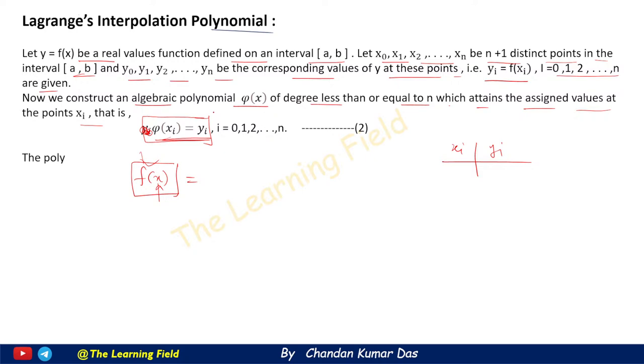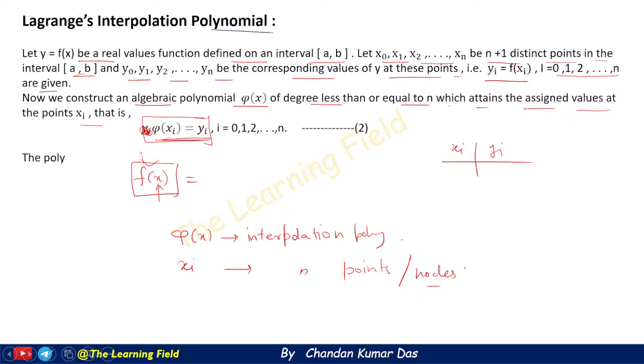Now it comes to the Lagrange polynomial. This phi(x) is called the Lagrange interpolation polynomial. Sorry, this phi(x) is called the interpolation polynomial, and the points xi are called the interpolation points, or nodes, you can say.